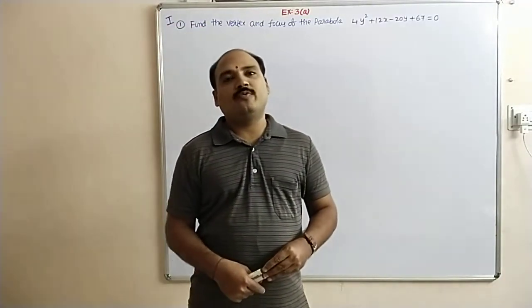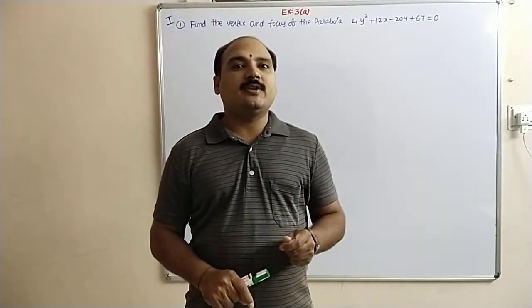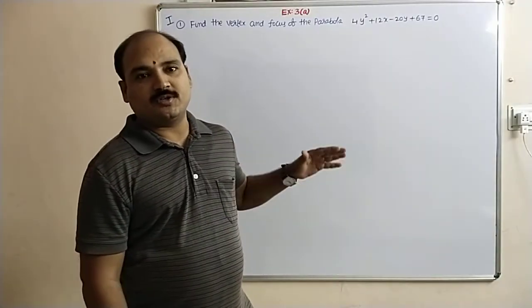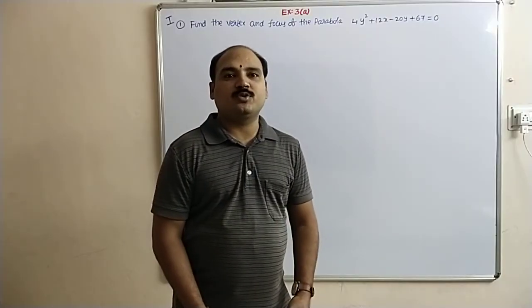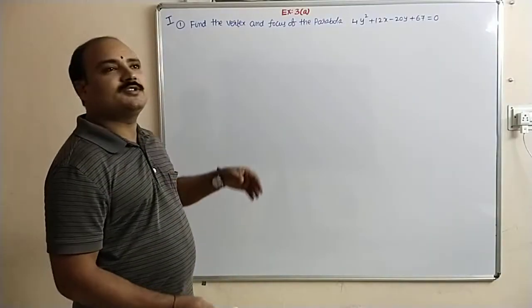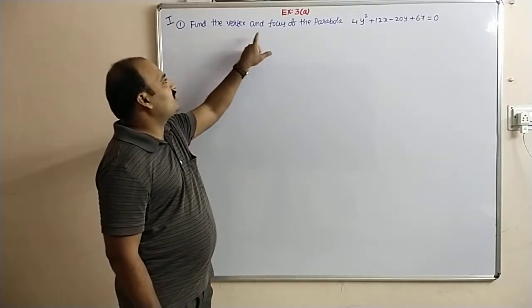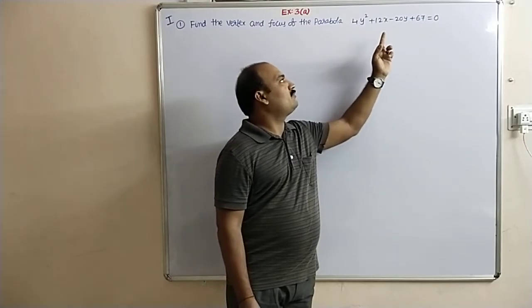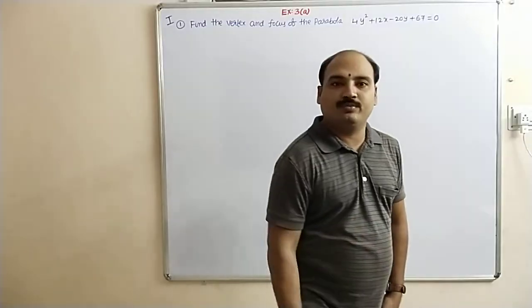In this episode, we are going to discuss exercise 3A. The first bit of questions and answers I am going to discuss now. Let us have a discussion on the first question in the first bit in exercise 3A. Find the vertex and focus of the parabola 4y square plus 12x minus 20y plus 67 equal to 0.